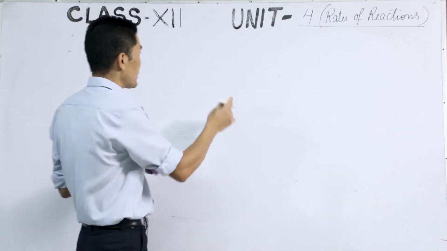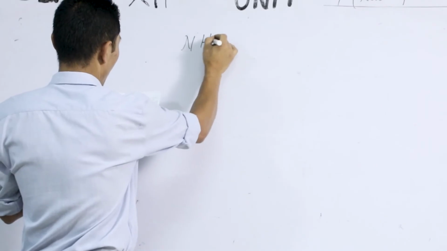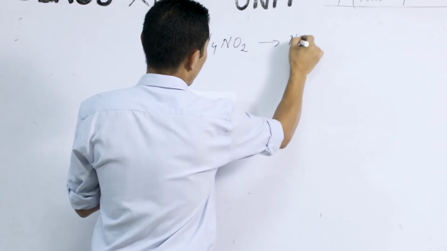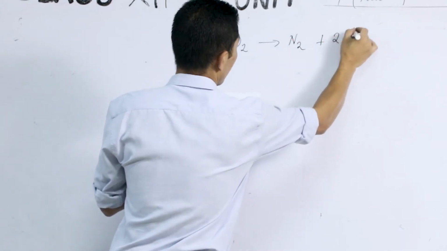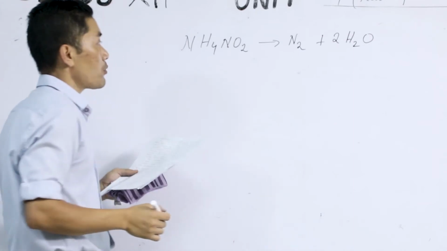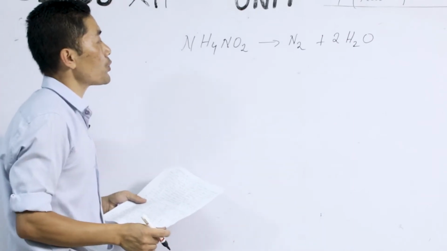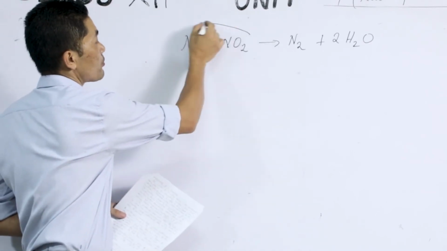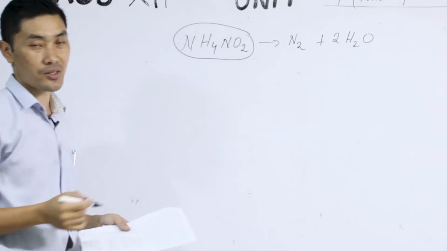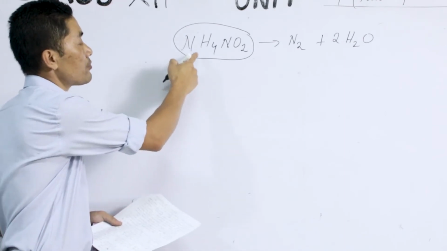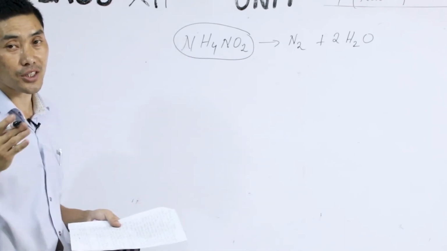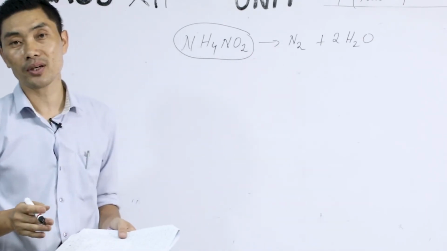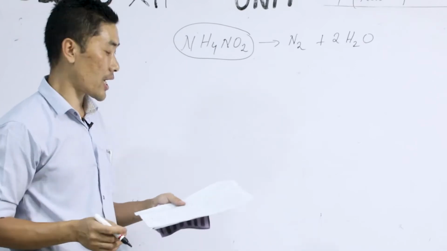Now, if we have NH4NO2 decomposing to give nitrogen and water, this reaction involves only one reacting species. So, molecularity for this will be 1. It will be called a unimolecular reaction, and since it takes place in only one single step, it will be called an elementary reaction.